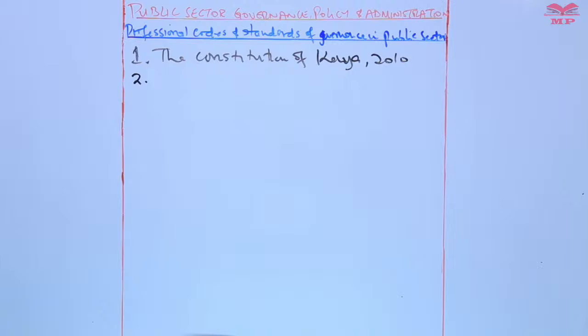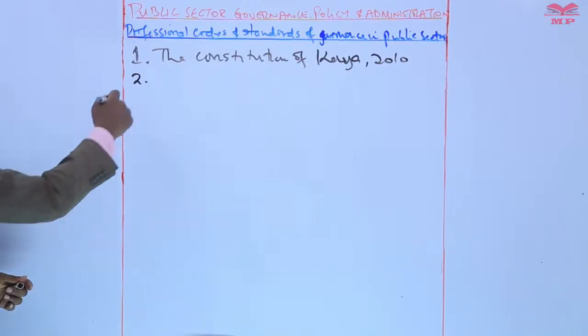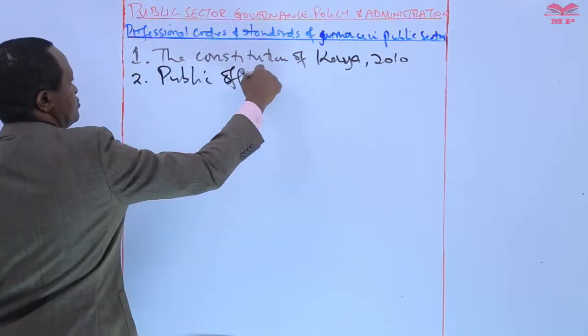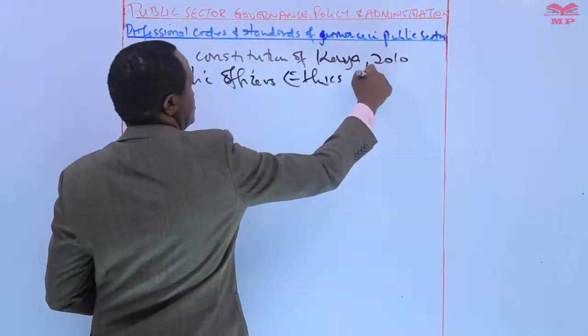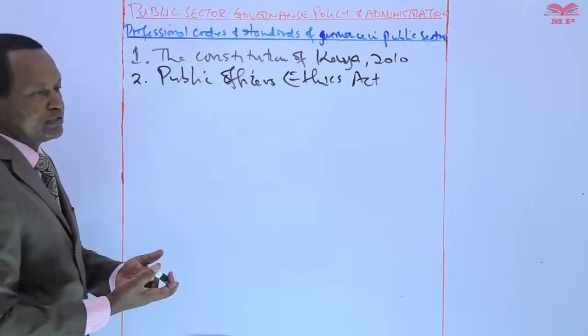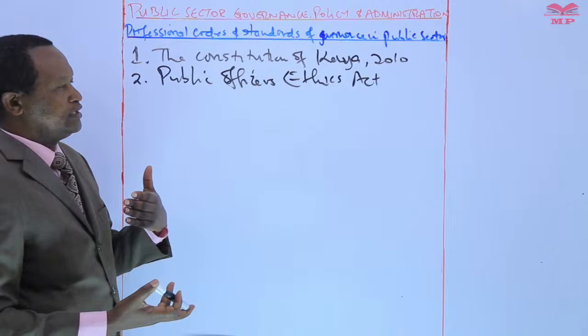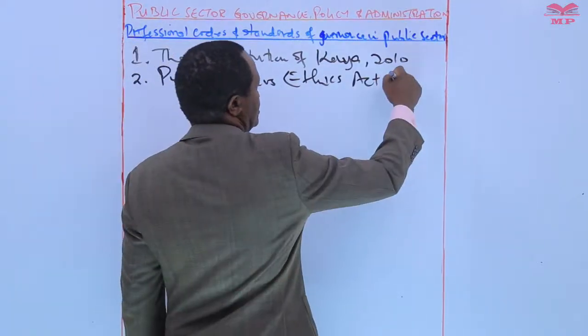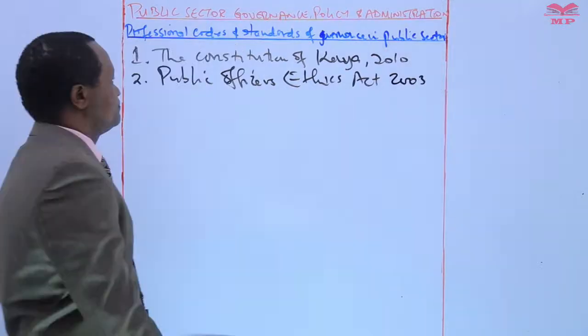standard is the Public Officers Ethics Act. The Public Officers Ethics Act outlines the ethical conduct expected of public officers, including avoiding conflicts of interest, declaring wealth, and refraining from corrupt practices. Public Officers Ethics Act of 2003.